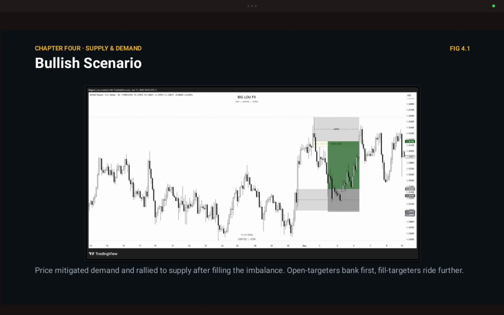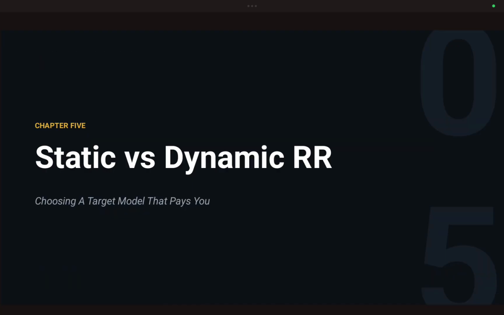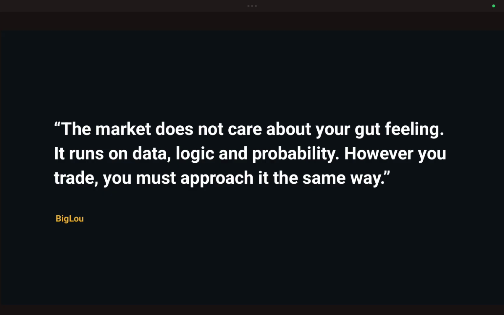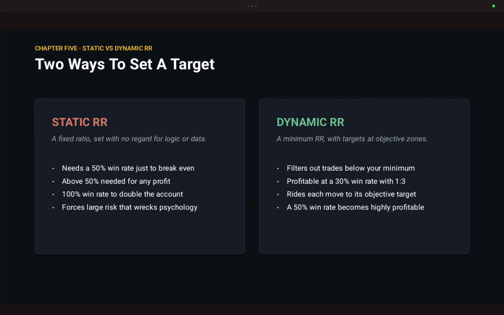That is that. Now let's talk about static versus dynamic risk to reward, choosing a target model that pays you, because this is where people get confused. The market does not care about your gut feeling. It runs on data, logic, and probability. However you trade, you must approach it the same way. You must approach the market using logic, using data, and with probability in your favor.